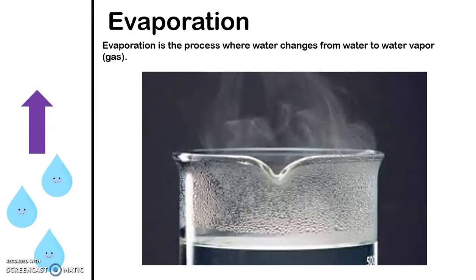First is evaporation. Water heats up and changes to water vapor, which is a gas. Since heat rises, the water vapor rises up, up, and up until it reaches our next stop, condensation. You can see this on the beaker as the water has been heated up, which turns it into water vapor. On the side here, we can see our water droplets going up in evaporation.